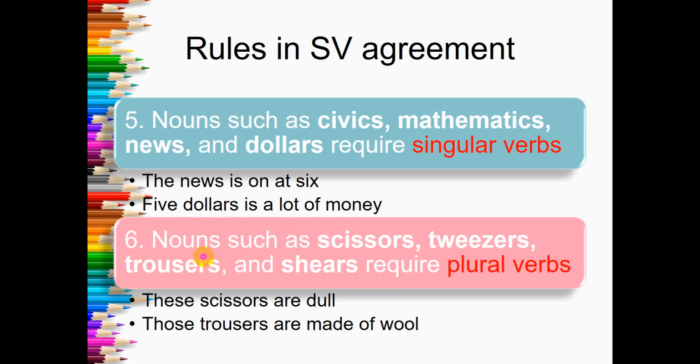You also need to pay attention to nouns that have two things in them, such as scissors, tweezers, trousers, or shears. Since there are two things in the object, they require plural verb. These scissors are dull. Those trousers are made of wool. So remember, even though the object is one, since there are two things in it, we have to use plural verbs.